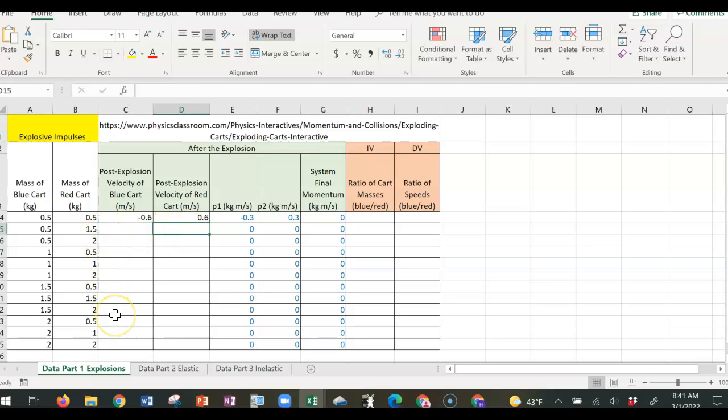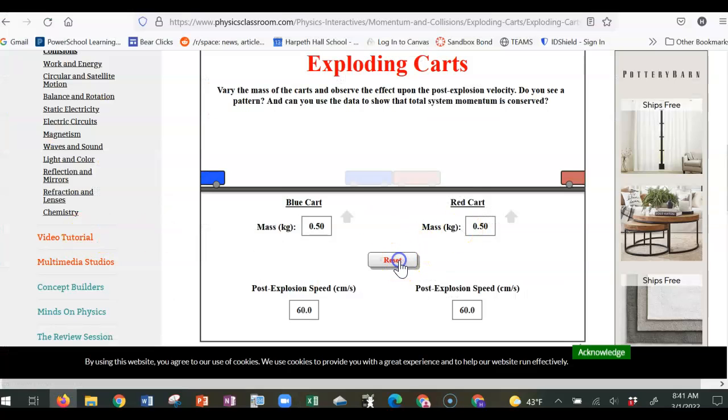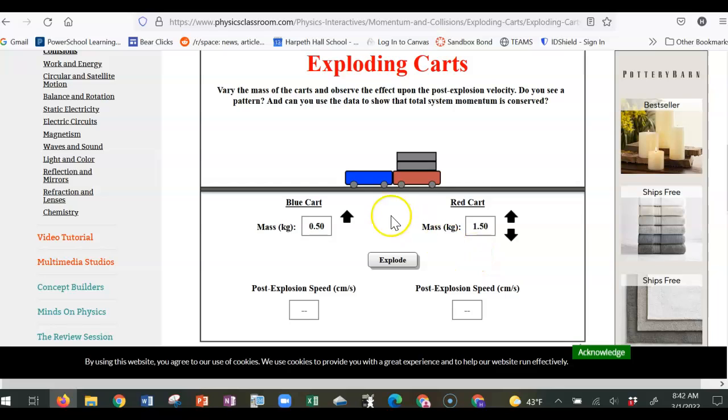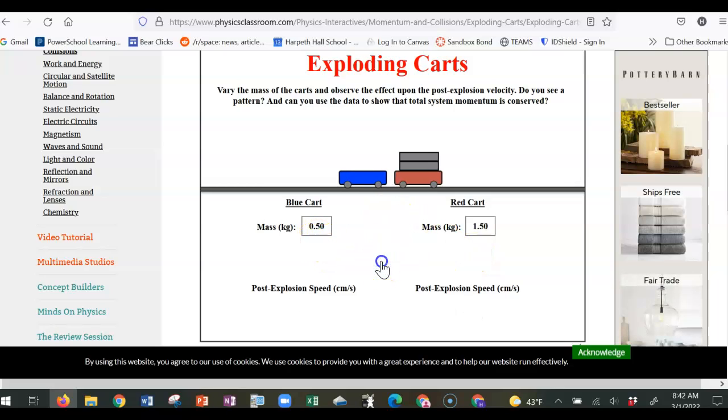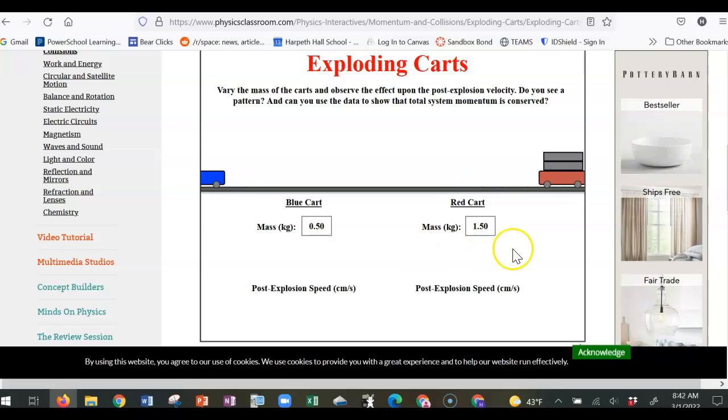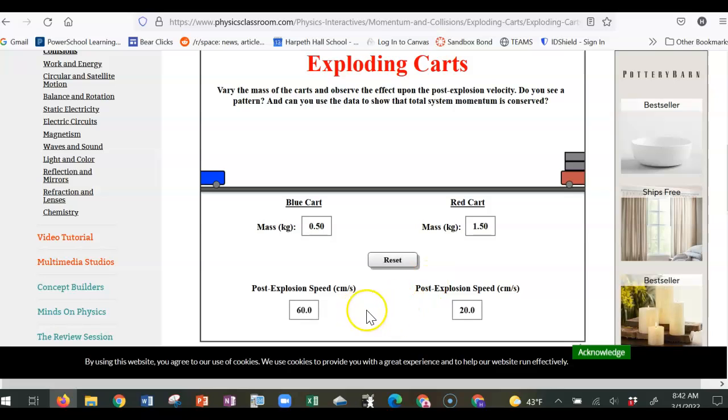To fill out the rest of this table, I will just in turn go and change the mass of the carts to make them match this, run the explosion, and record the velocities. Let me do one more in this webcast. I'm going to change the red cart mass to 1.5. Okay, so I reset. The only thing I'm changing is the red cart's mass to 1.5. I leave the blue cart at 0.5 kilograms, and I explode it. I see the blue cart moving faster to the left. The red cart is slower. And here are the speeds.